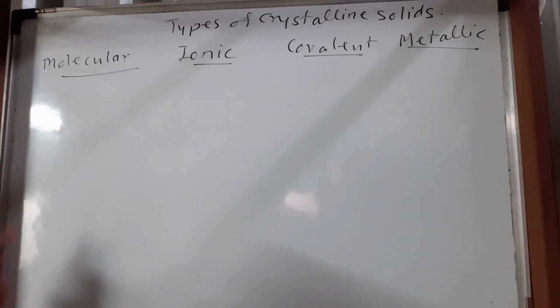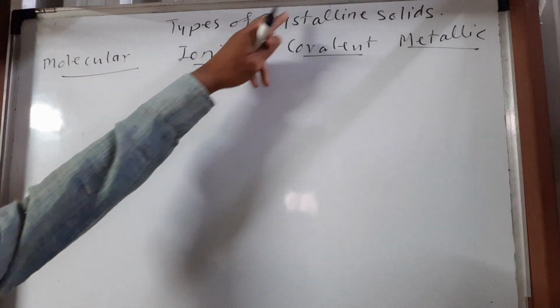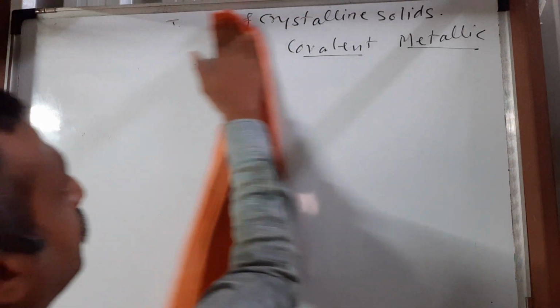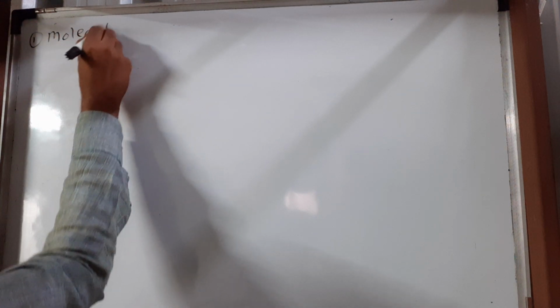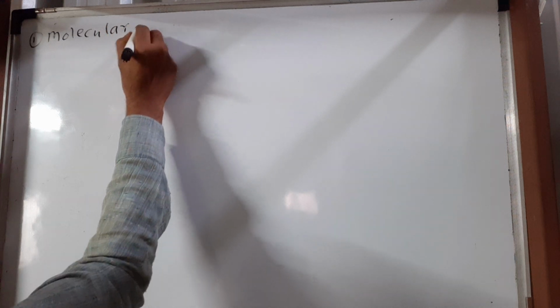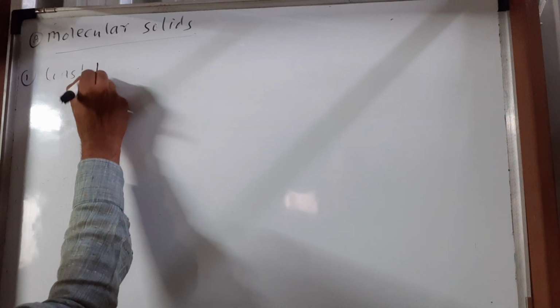Firstly, I am going to explain molecular crystalline solids. These crystalline solids are also known as ideal solids. The first type is molecular crystalline solids, or only molecular solids we can also write. With the help of some points I am going to explain. The first point is nothing but the constituents.